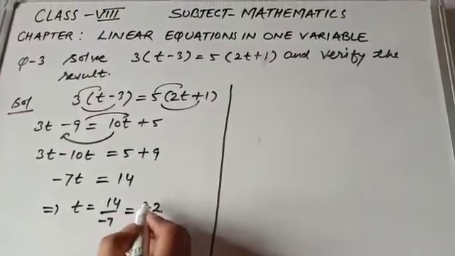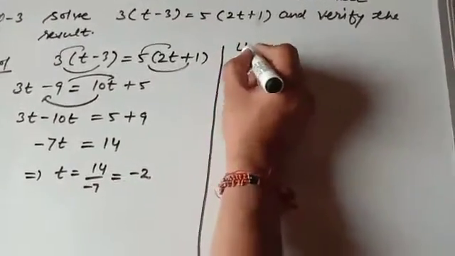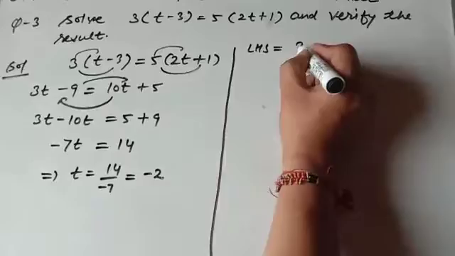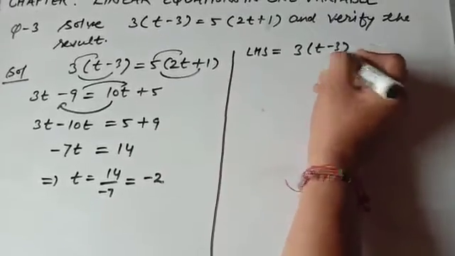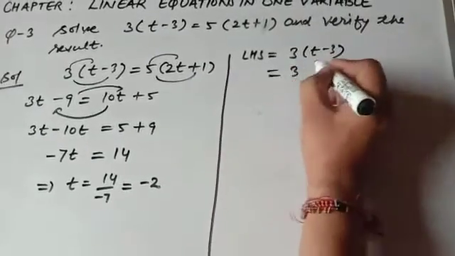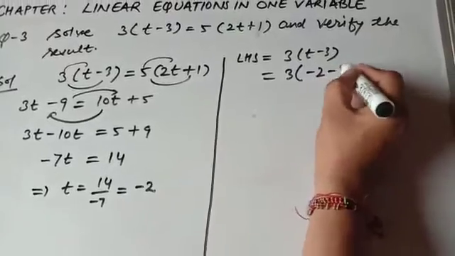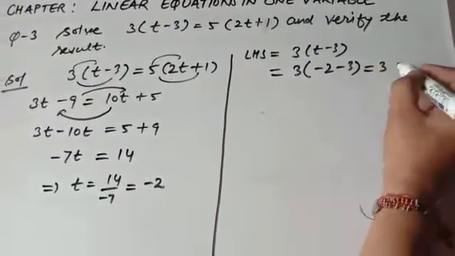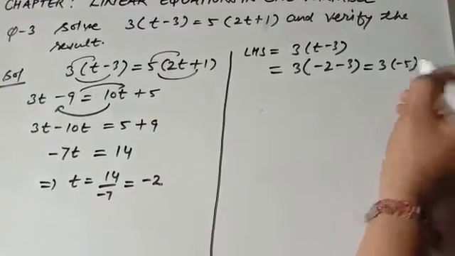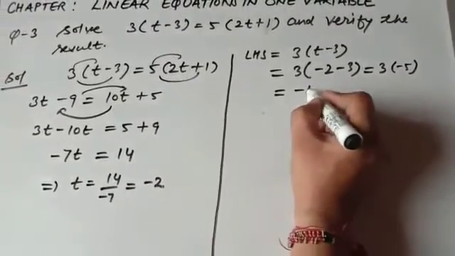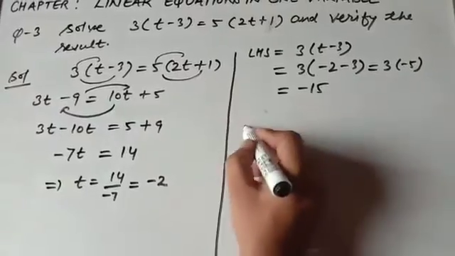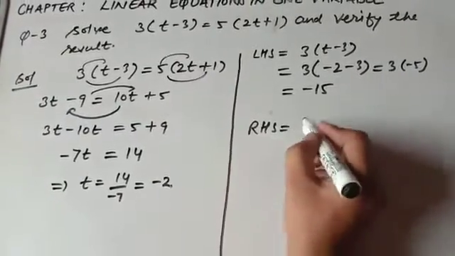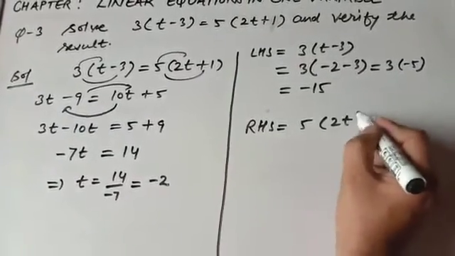Now student, we will verify the result. So first we will take the left hand side, that is 3(t minus 3), that is equal to 3 into (minus 2 minus 3). So 3 into minus 5, that is equal to minus 15, since 3 5s are 15 with a negative sign. Now the right hand side, 5(2t plus 1).